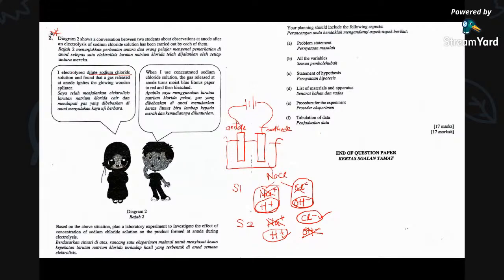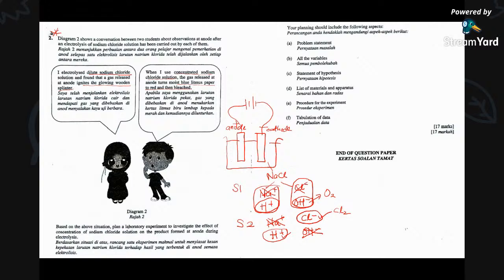So you can see I electrolyte dilute sodium chloride solution and found that the gas released at the anode ignites the glowing wooden splinter. So at the anode, OH minus ion over here will produce oxygen gas, which will ignite the glowing wooden splinter. Okay, and then when I use concentrated sodium chloride solution, the gas released at the anode turns moist blue litmus paper to red and then bleaches. Definitely, it is chlorine gas. Okay, so they have different observations.